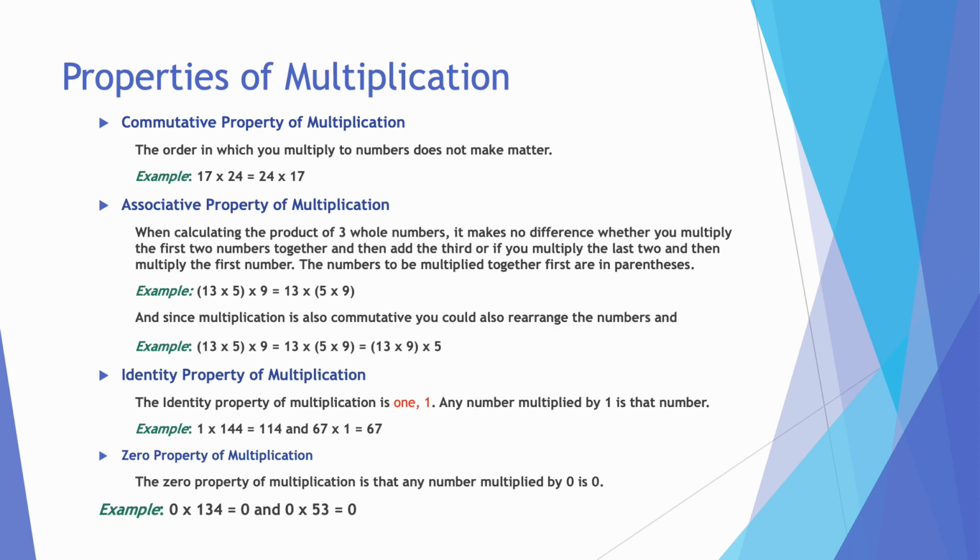The identity property of multiplication. The identity property of multiplication is 1. Any number multiplied by 1 is that number. An example, 1 times 144 equals 144, and 67 times 1 equals 67. There's also the 0 property of multiplication. The 0 property of multiplication means that any number multiplied by 0 is 0. So 0 times 134 is 0, and 0 times 53 is 0.